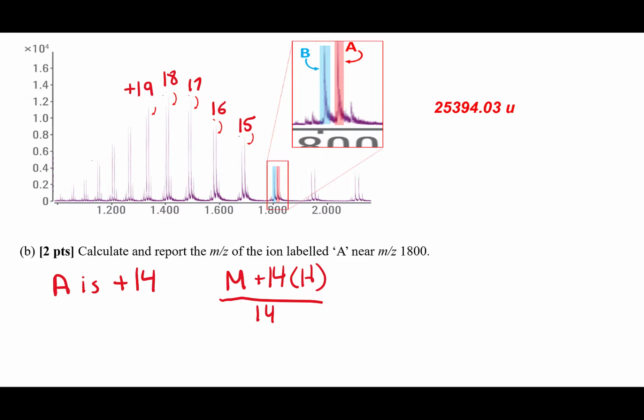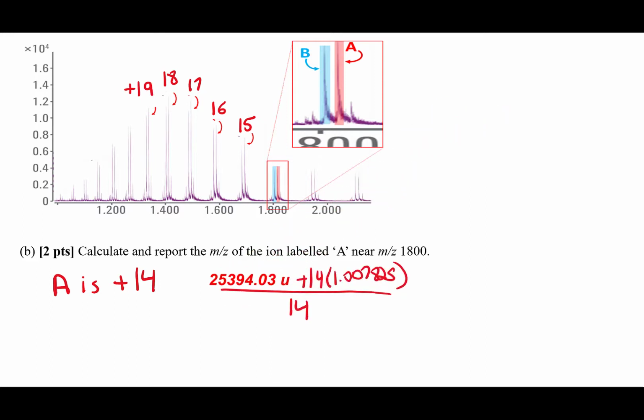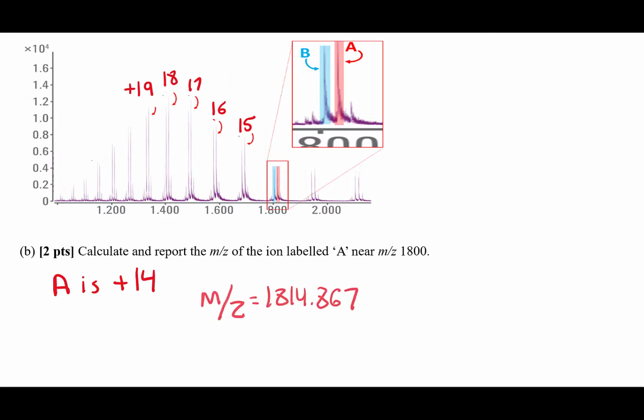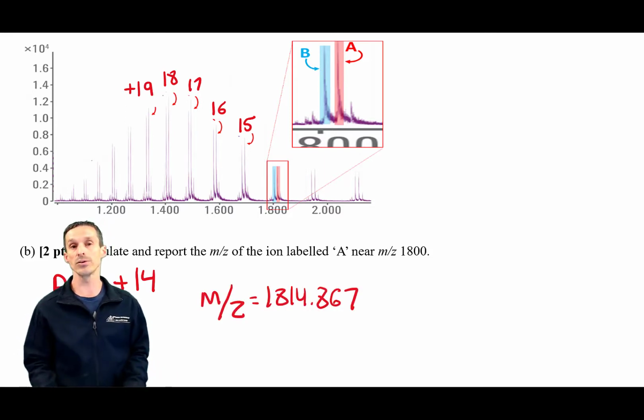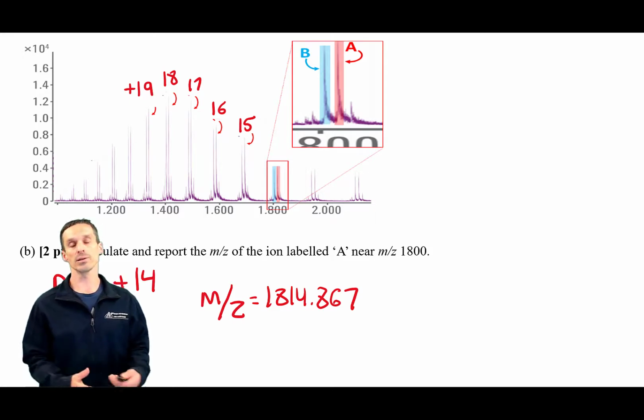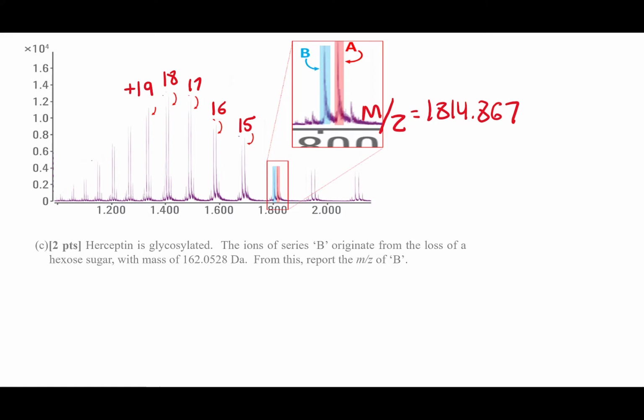I also know the mass. I mean, you just calculated it from part A. So I'm just going to take that mass, add the 14 protons, and then divide by a charge of 14. So that's the answer. And of course, depending on which exact answer you reported for part A, you might get a slightly different number than what I have here.